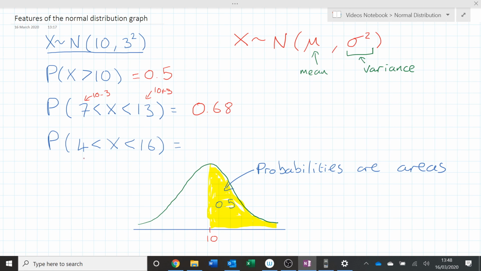And likewise, this is 10 minus 2 times the standard deviation, and this is 10 plus 2 times the standard deviation. So this is 0.95, because 95% lies within 2 standard deviations of the mean on a normal distribution.